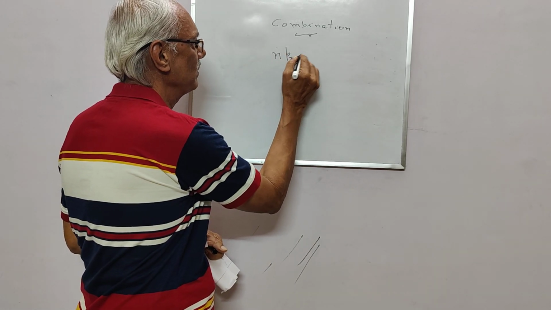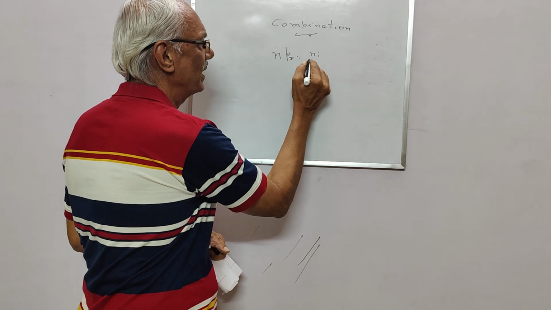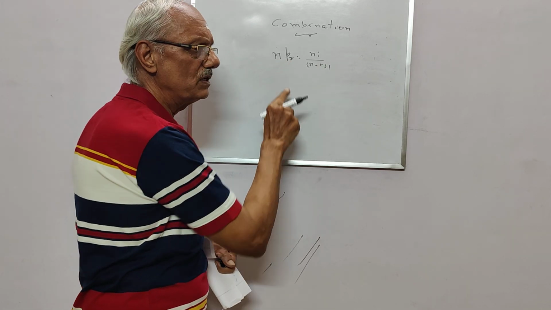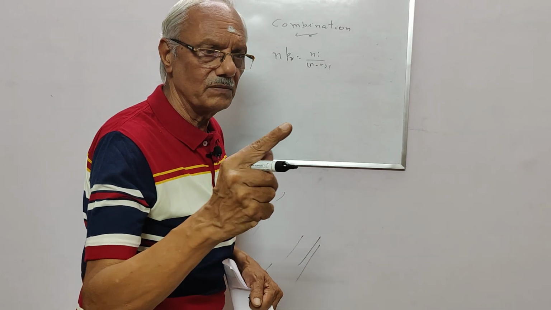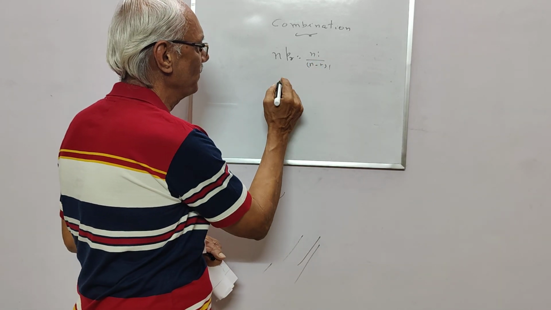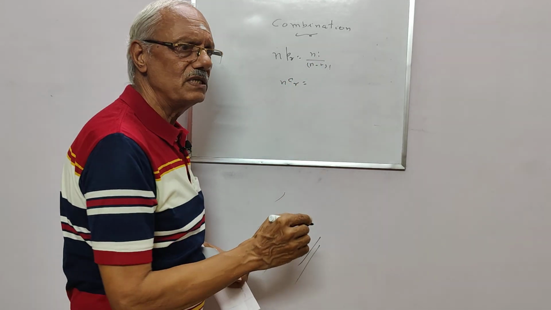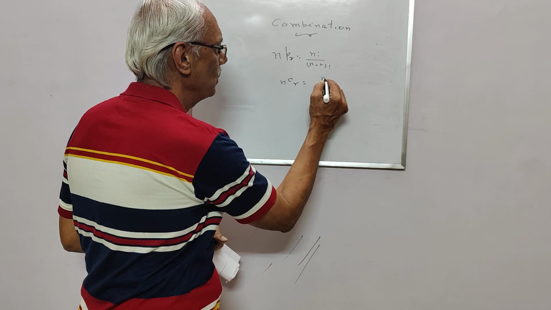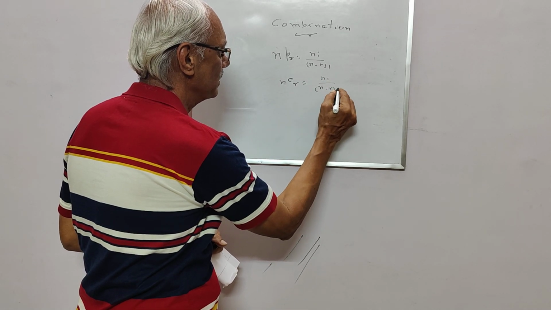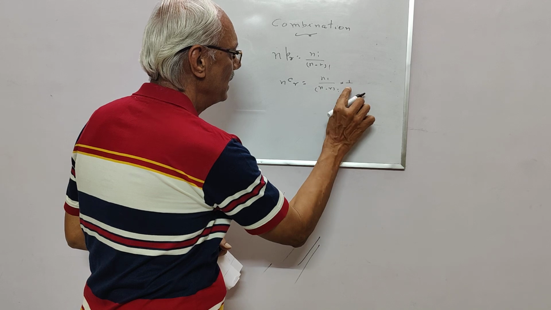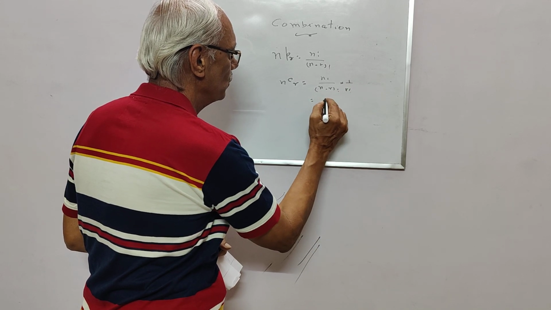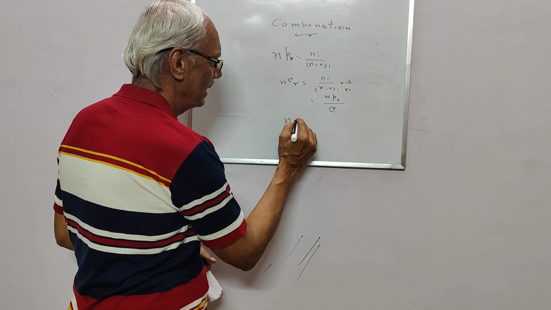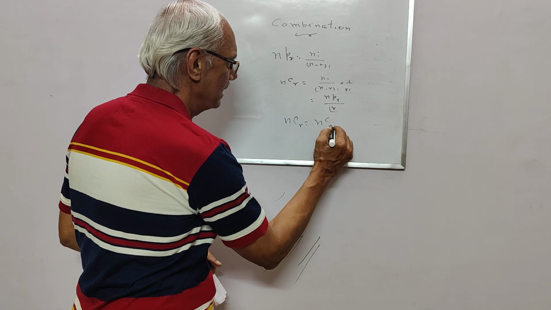nPr, that is the number of arrangements of n things taken r at a time, is n factorial divided by n minus r factorial. nCr, the combination or selection of r things from n things, is equal to n factorial divided by n minus r factorial into 1 by r factorial, that is equal to nPr divided by r factorial. And you must know that nCr is equal to nC(n minus r).